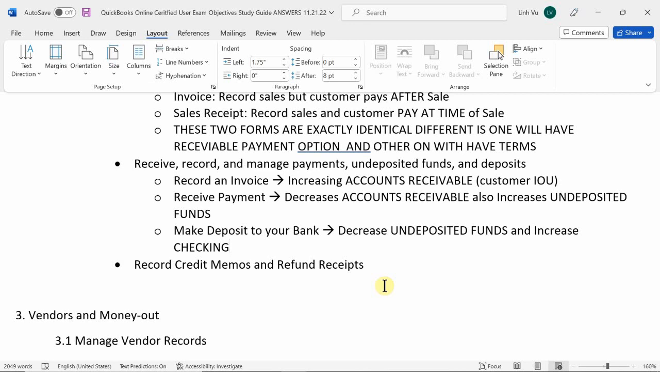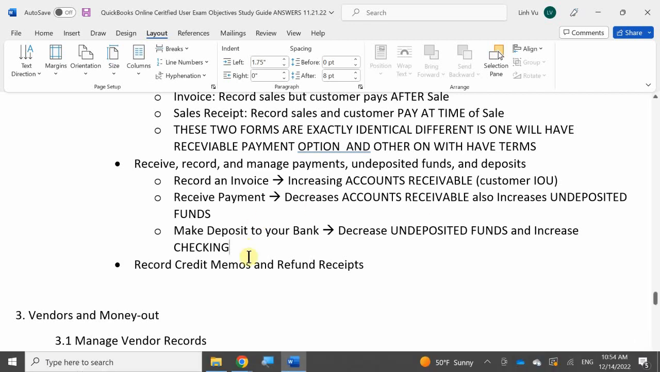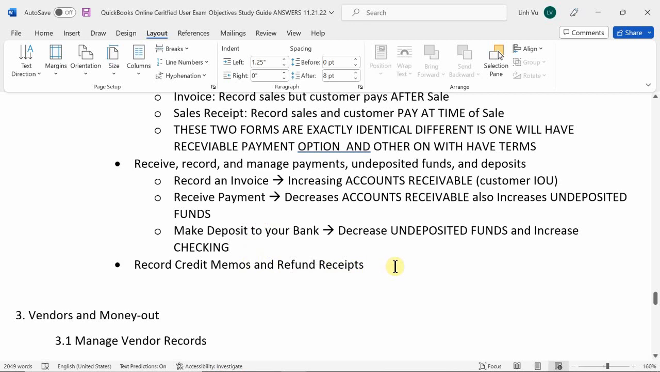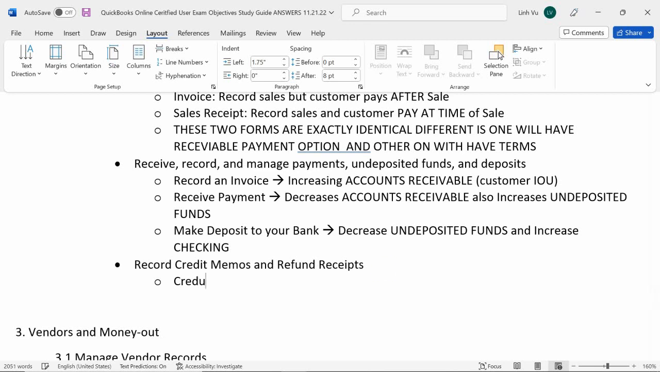Again, think of it in real life. Money's not going to appear in your checking account. You have to physically make those bank deposits. And last but not least, recording credit memos and refund receipts. Make sure you know the difference between the two. Yes, there is a huge difference. So let's talk about credit memos. What do you use credit memos for?